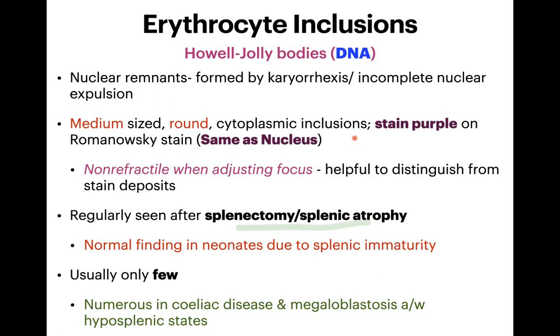But in cases of celiac disease, you will find numerous. And in case of megaloblastic anemia, you will find some Howell-Jolly bodies. Normally megaloblastosis doesn't have too many Howell-Jolly bodies, only a few here and there.